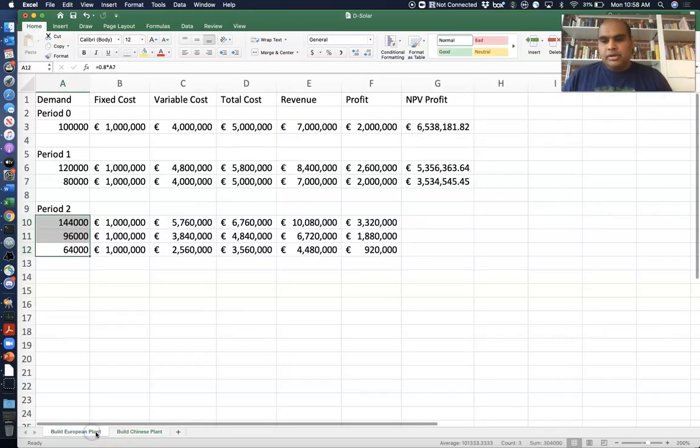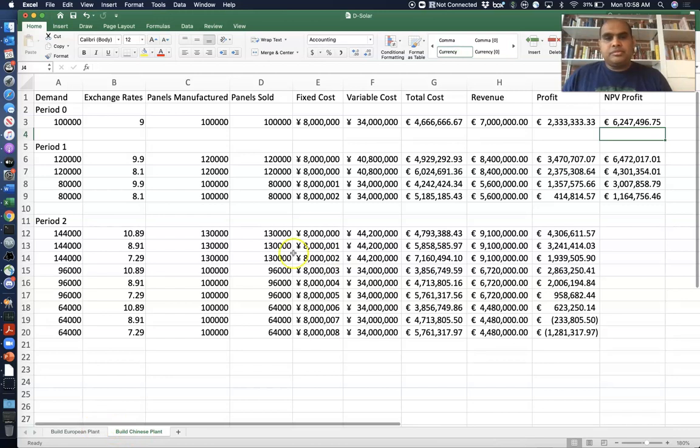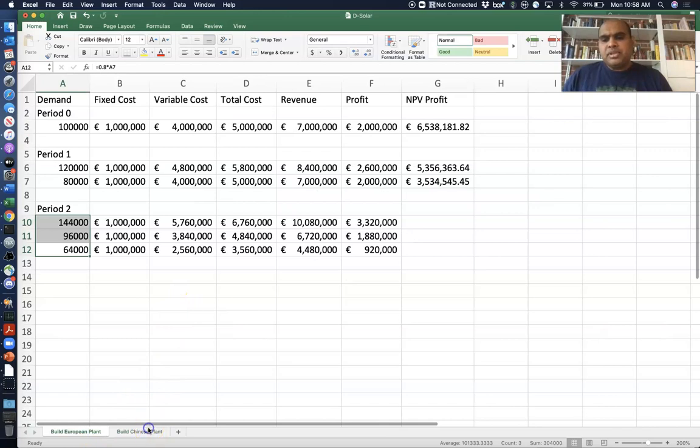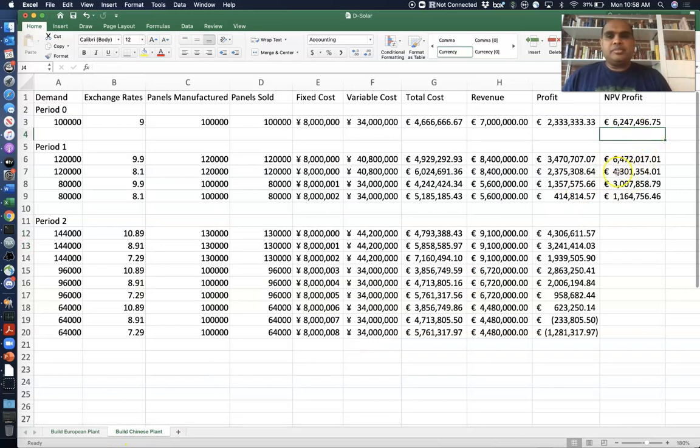6,247,000 euros, and the net present value of building a European plant is 6,538,000 euros. So it's slightly higher. It's much cheaper to build everything in China. I mean, the variable cost and the fixed cost values are definitely much cheaper, but the exchange rates make it slightly more volatile, and the fact that the volume flexibility is lower, that's the one that really hits you. Now, if you are able to have similar volume flexibility in the Chinese plant as a European plant, you will find that the Chinese plant has a much lower NPV. So that's the trade-off that we are making here.